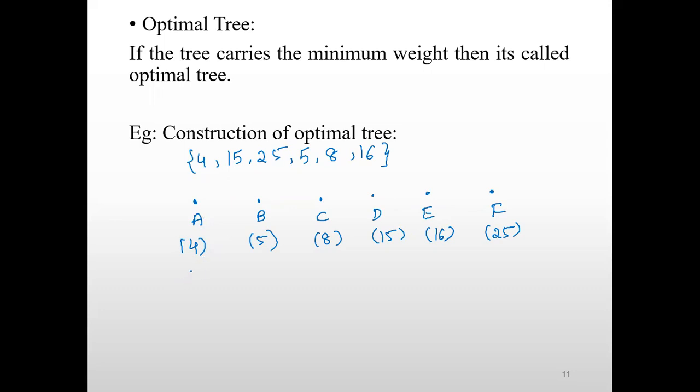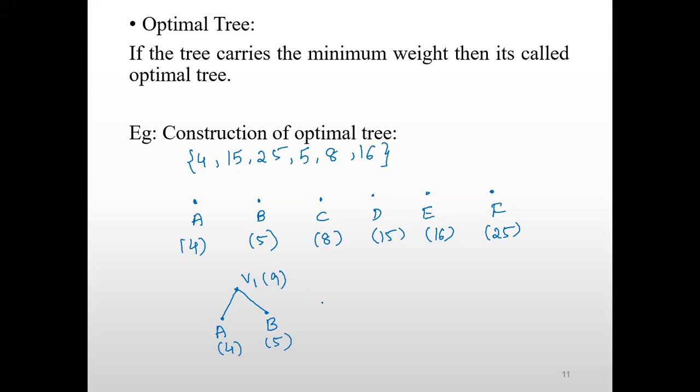The next step is, we need to consider the 2 minimum weights in the given set of weights, and we need to add them and assign the added value to the new vertex. So here the 2 minimum weights are 4 and 5. Hence we are adding and assigning to the new vertex. Here the new vertex is considered as V1, and now adding A, B with the weights 4, 5. If we add 4 and 5, we will get the weight as 9.